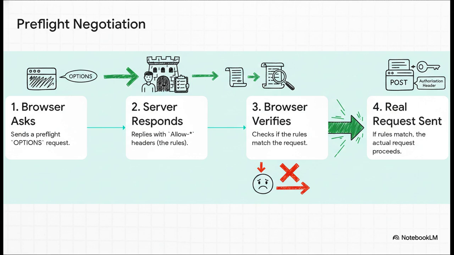Before sending the actual data request, the browser sends this tiny little options request first. It's basically tapping the server on the shoulder and asking, "Hey, I'm about to send a delete request with this custom header. Are you cool with that?" The server responds with the rules of the club, which methods and headers are allowed. If the browser's plan fits the rules, then and only then does it send the real request. If not, it's blocked and you get that dreaded CORS error.